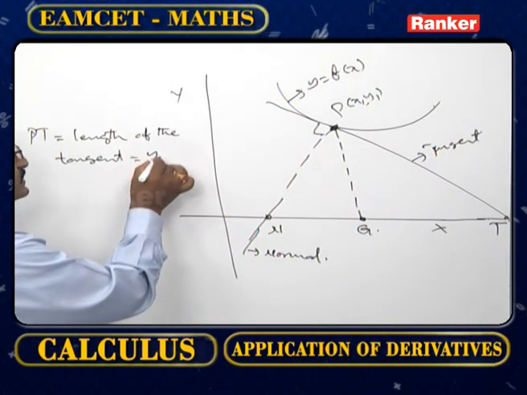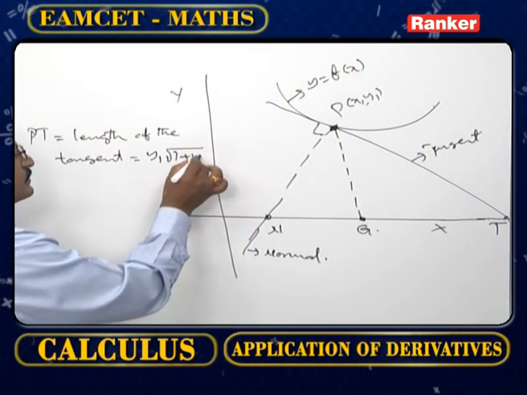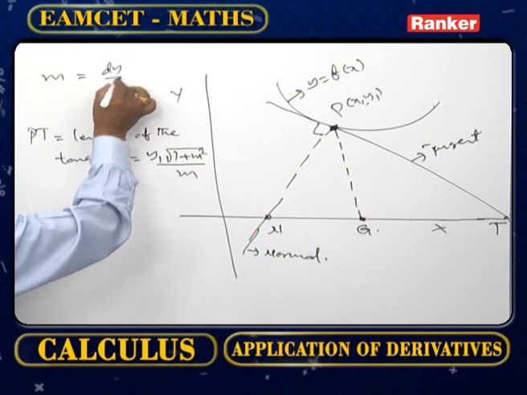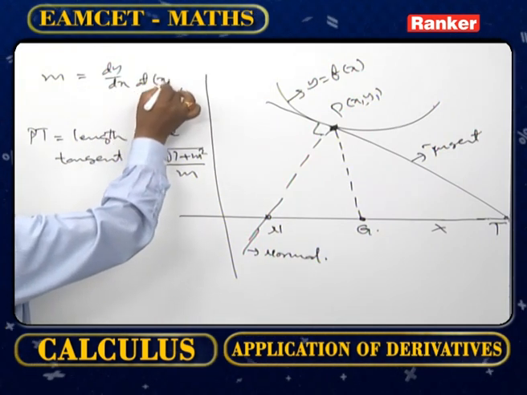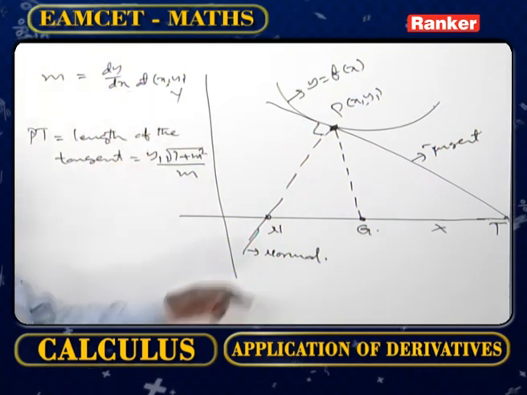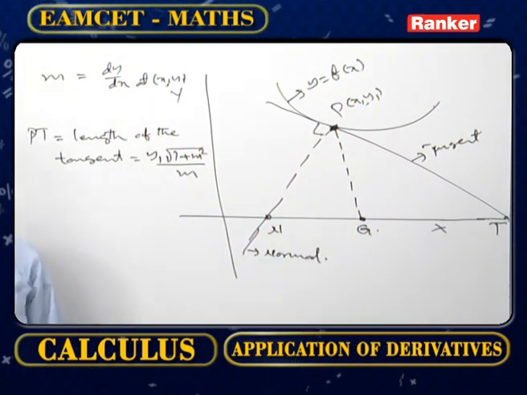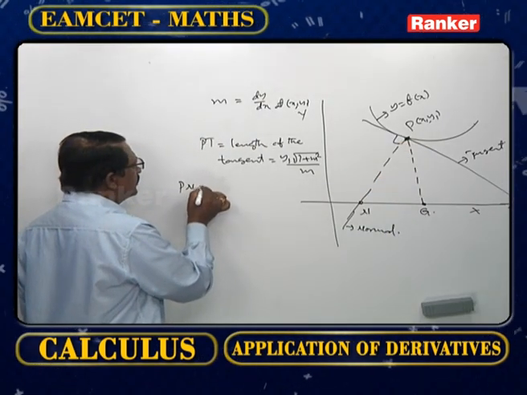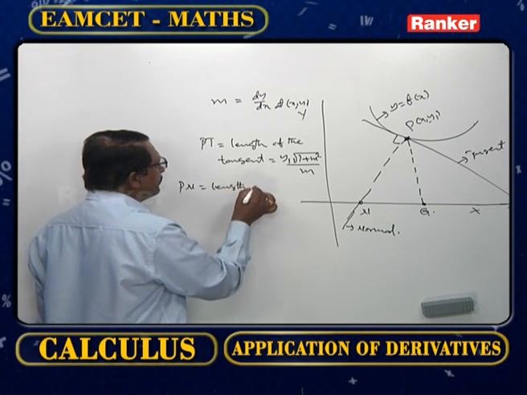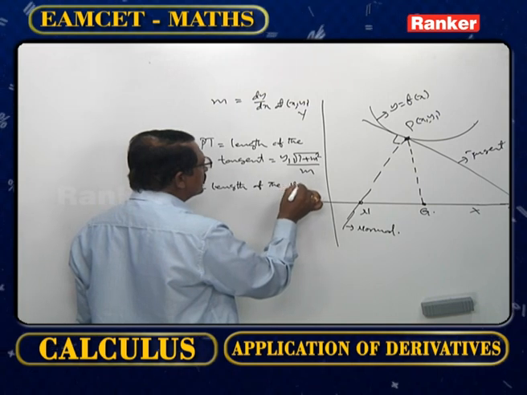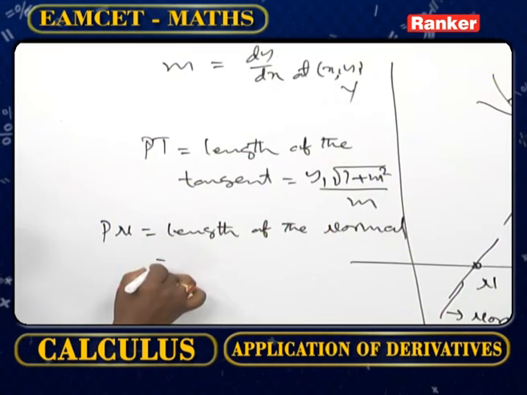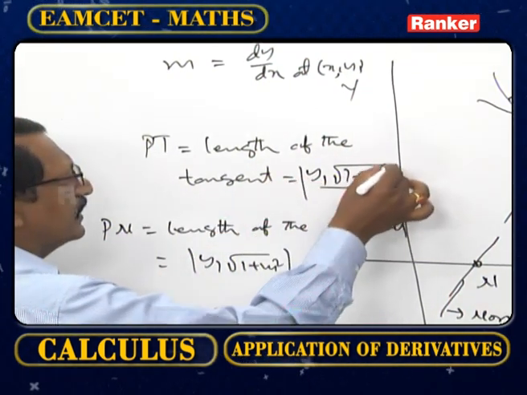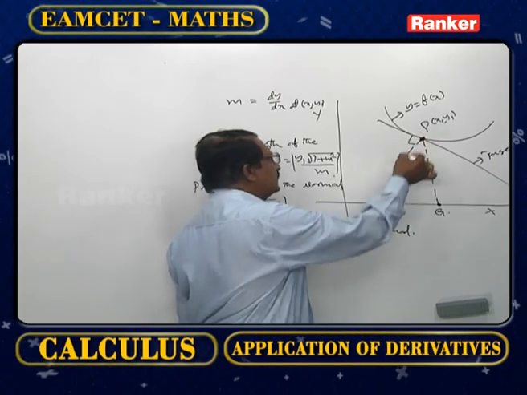The length of the tangent equals y1 into square root of 1 plus m square by m, where m equals dy by dx at (x1, y1). It is nothing but the slope of the tangent. Similarly, PN is the length of the normal, which equals y1 into square root of 1 plus m square. Length is always a positive quantity.